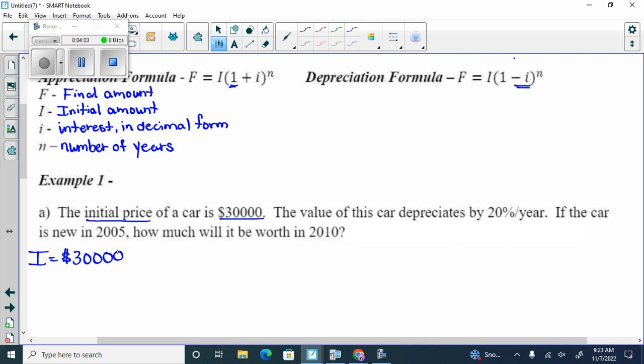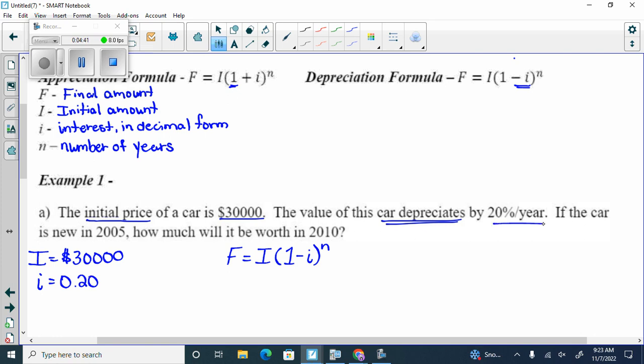If the value of the car depreciates, that means I'm using F equals I, my original, and I'm taking my 100% and subtracting the interest rate from it, because it's depreciating, to the number of years. So I know I have that formula by the depreciate part, and it depreciates by 20% per year, so that's little i, but I don't use 20, I use 0.20. I want to take that 20% and divide it by 100 to get rid of the percentage sign, right? Because there's no spot for percents in this formula.